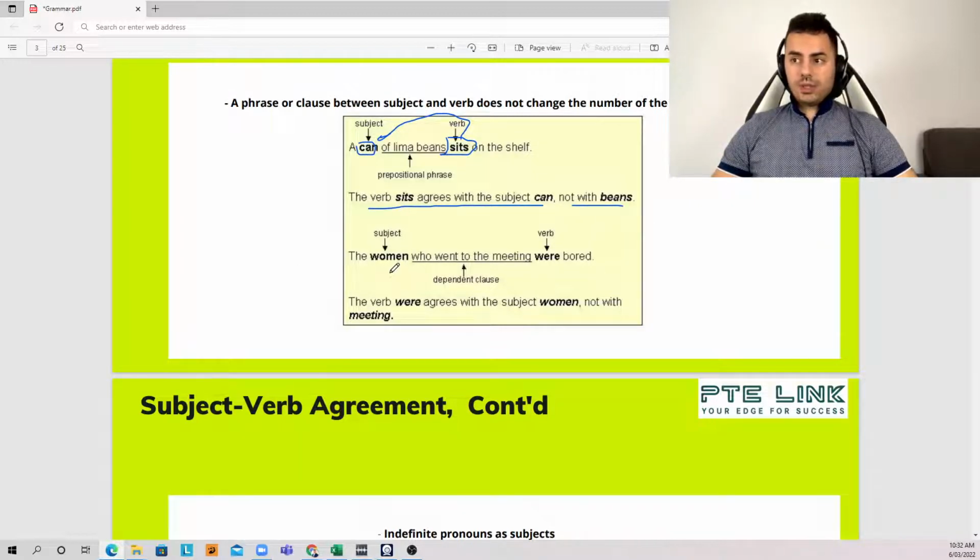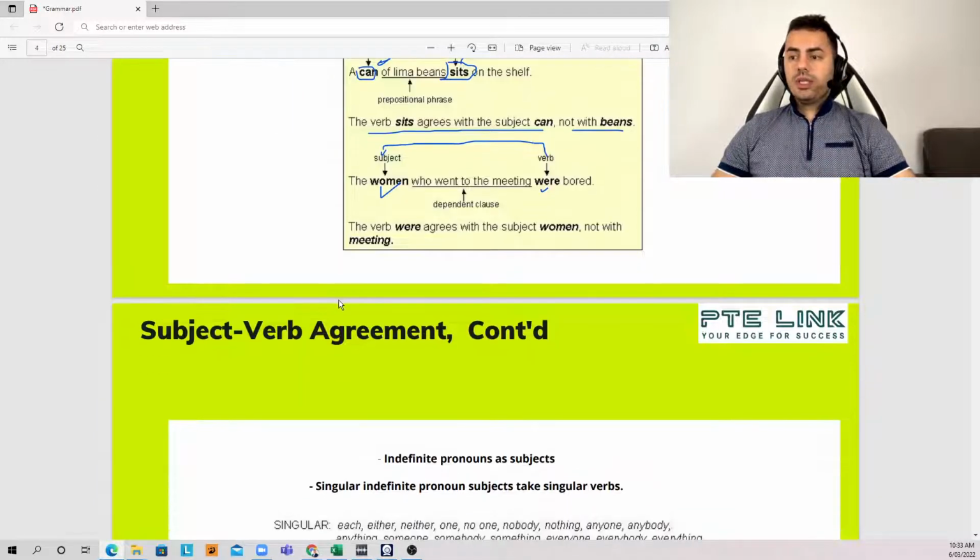Or here, another example. The women who went to the meeting were bored. So were belongs to the subject women. I've got a plural here, so obviously the verb must be were. And the verb, as I mentioned, agrees with women, not with meeting. Okay, that's something you have to be aware of.